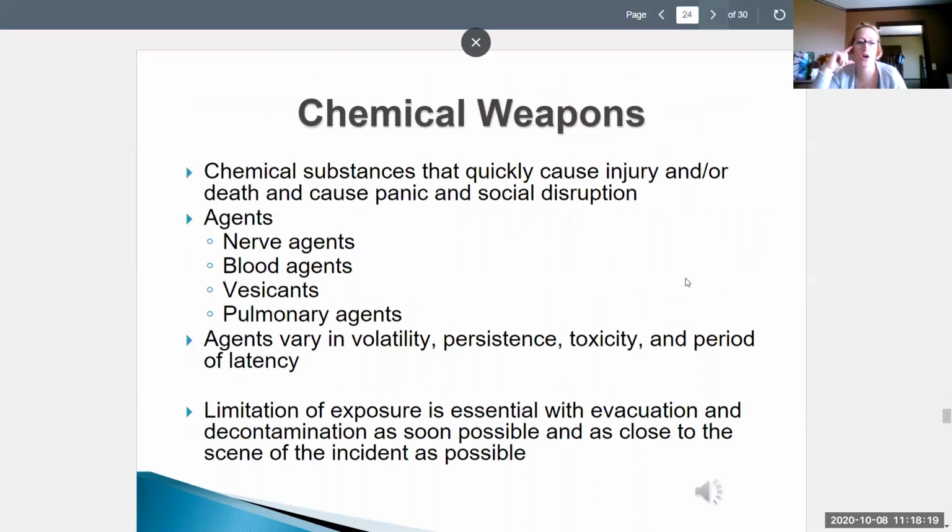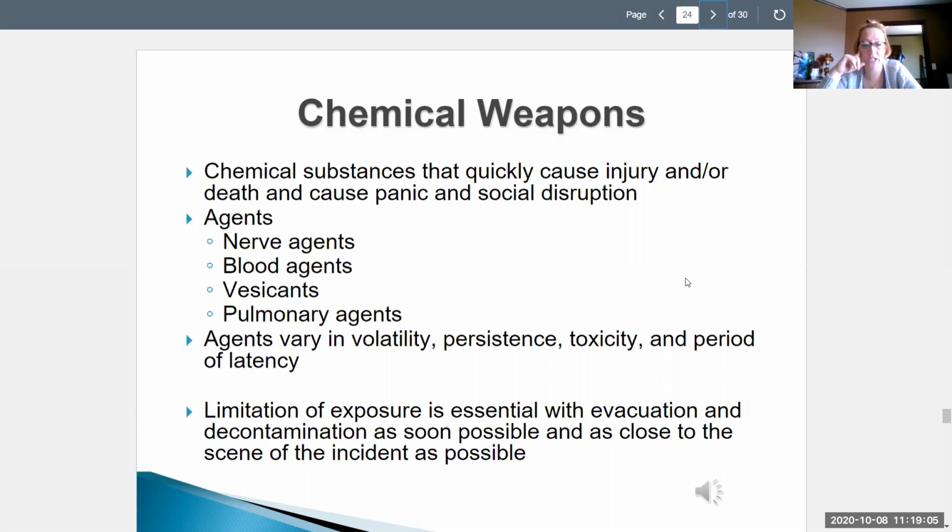Chemical weapons then are substances that quickly cause injury and or death and can cause panic and social disruption. So these are nerve agents, blood agents, vesicants, and pulmonary agents. The agents vary in volatility, which is the way that they're dispersed, persistence, toxicity, and period of latency. Chemical agents are usually heavier than air. So if a chemical agent were to be dispersed, it's actually better to stand. Sometimes your first thought is to get low to the ground, but actually you should stand because they do fall because they're heavier than air. Those particles are heavier than air, so you should stay standing.